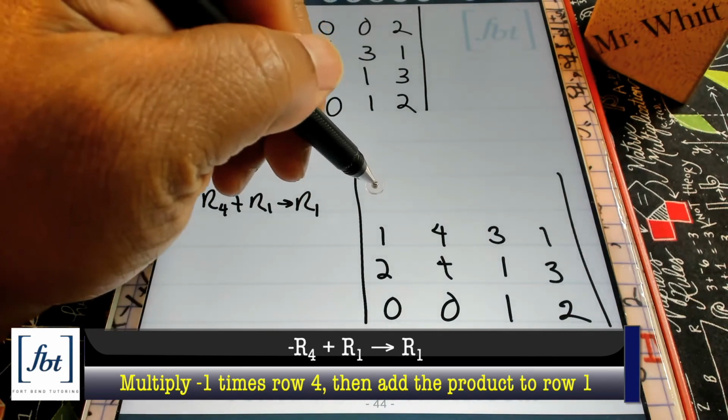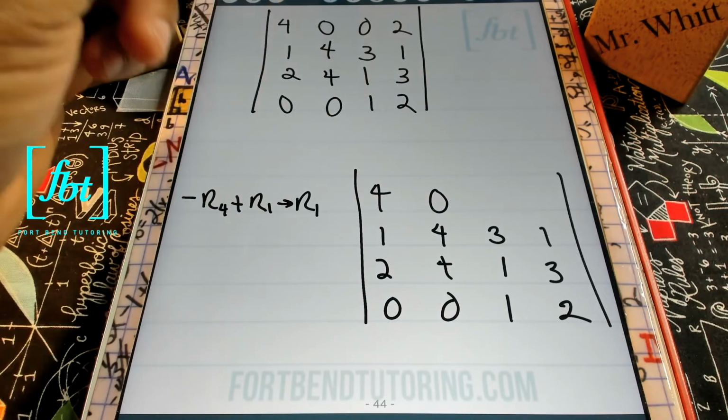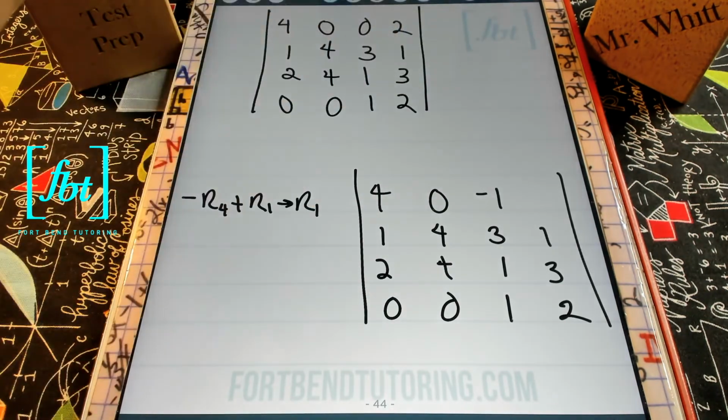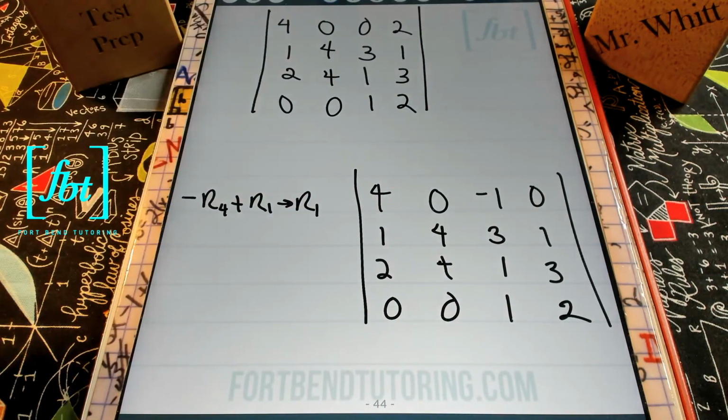0 plus 4 gives you 4. 0 plus 0 is 0. The opposite of 1 is negative 1. Negative 1 plus 0 is negative 1. The opposite of 2 is negative 2. Negative 2 plus 2 is 0.